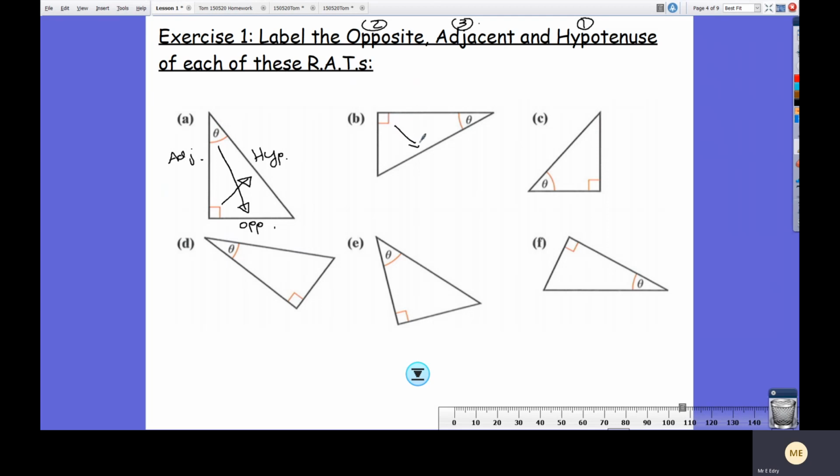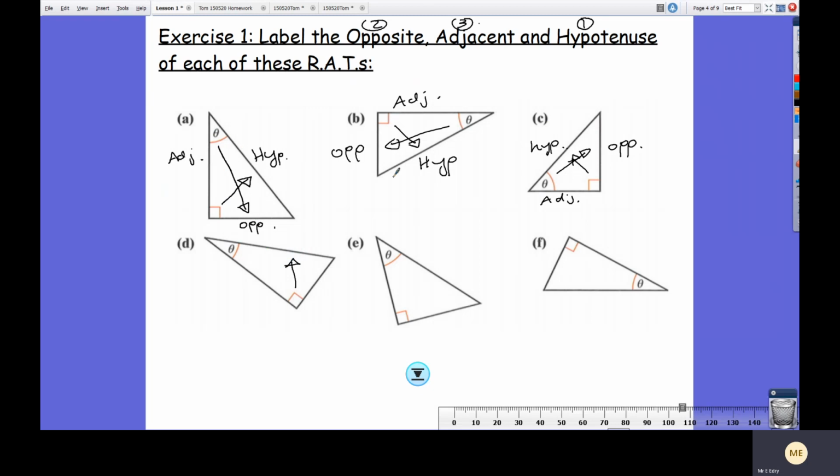For B, I'm just going to label them. Your hypotenuse should be here. Opposite should be there, according to where I've written it here. And the adjacent should be at the top. Similarly with C, your hypotenuse, your opposite, and your adjacent. There we go. And similarly with D, and you can see they're all different orientations, they don't all look the same. With D, if I didn't have that right angle, it wouldn't really look like a right angle triangle because usually we draw them like they're in A. So just get used to seeing them rotated differently.